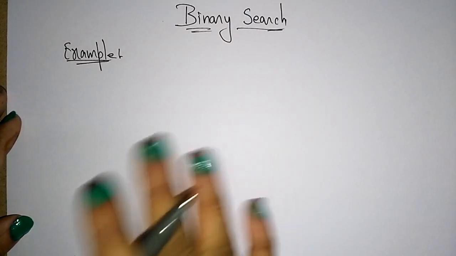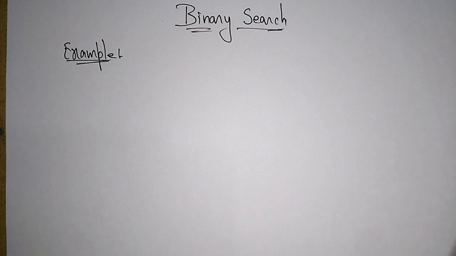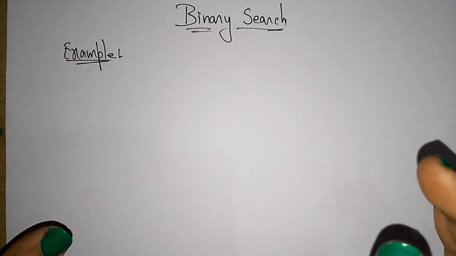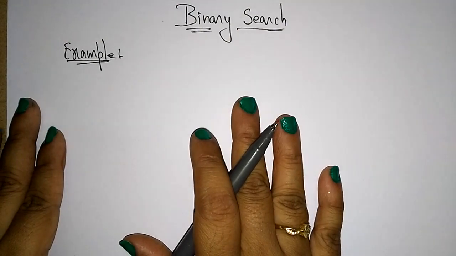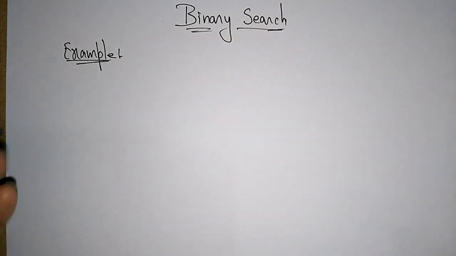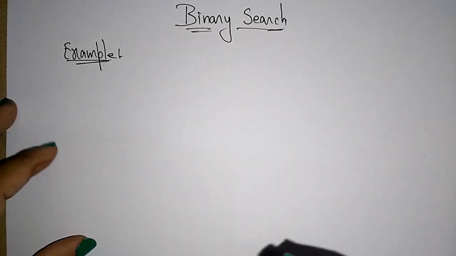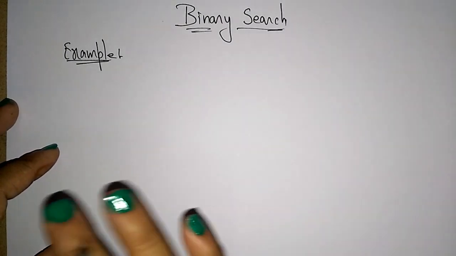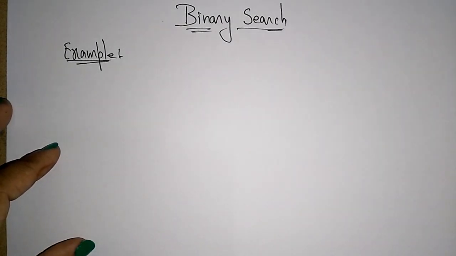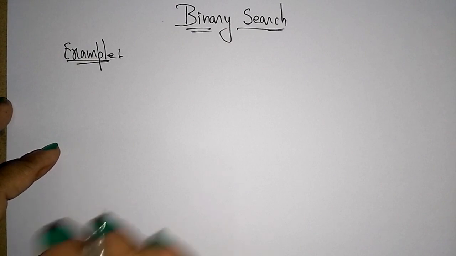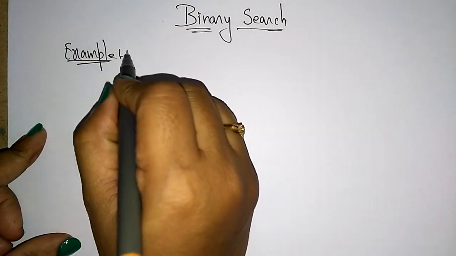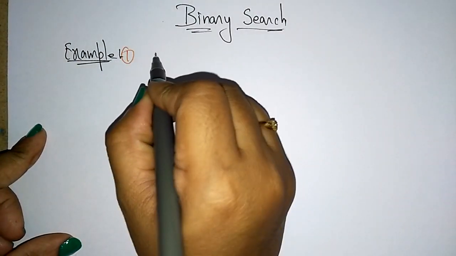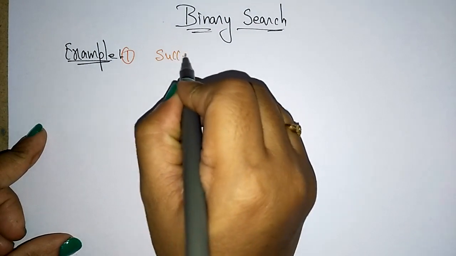So here we first take an array consisting of some elements, and we have to find an element. This binary search may be successful or unsuccessful. Successful search means the searching element is found. If the searching element is not found, then you call it an unsuccessful search. Now let us take two examples. In the first example, let us take a successful binary search.